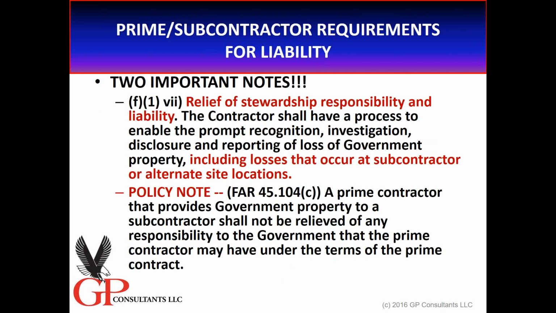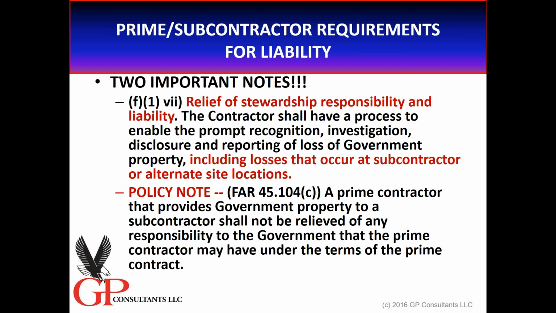So there are some variabilities here that I wanted to point out. Yes, the liability provision applies to the prime, but within the clause we see that this reporting of losses that occur at subs or alternate sites must also be reported to the government. Prompt recognition of that loss, investigation, disclosure, and reporting from the sub to the prime, from the prime to the government. I did include a policy note here coming out of FAR 45 that when a prime provides government property to a sub, that does not relieve them of any responsibility to the government.